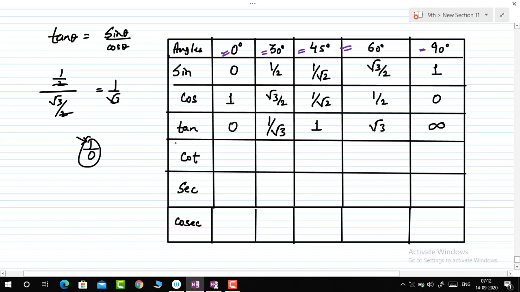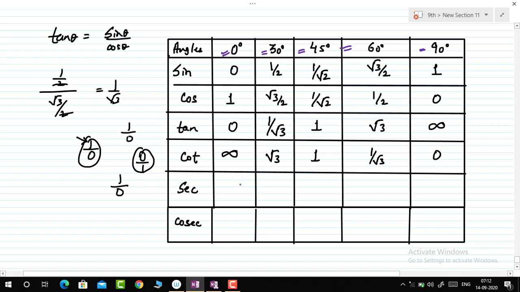Now you know that cot is the reciprocal of tan. So if tan 0 is 0, then cot 0 will be 1 upon 0. Again it will be not defined. So cot 30 will be the reciprocal of tan 30, that is root 3. Reciprocal of 1 is 1, and reciprocal of root 3 is 1 upon root 3. So this is not defined. Not defined means 1 upon 0. So the reciprocal of it will be 0 upon 1, which can be written as 0. We will be writing 0.